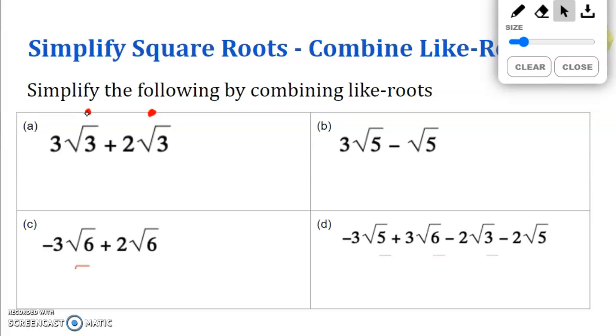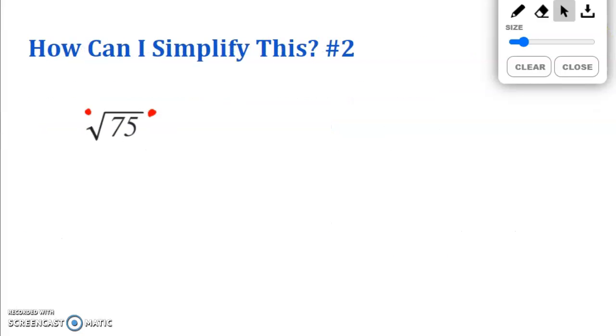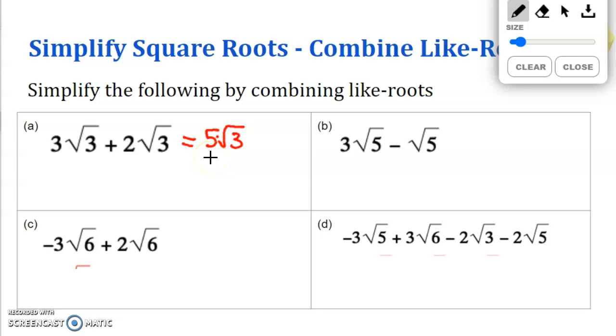Okay, pause the video if you can figure this out. Alright, so then let's go through it together. 3 root 3 means 3 lots of root 3, and 2 root 3 means you have 2 lots of root 3. So you have 3 lots and 2 more lots of root 3. So how many lots do you have altogether? You have 5 lots of root 3s, or you can just write it as 5 root 3.